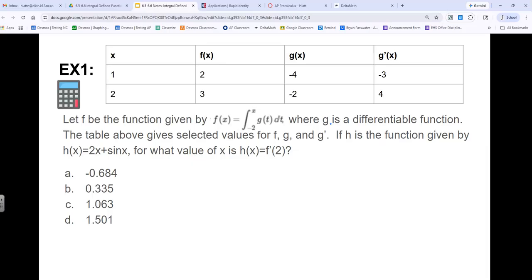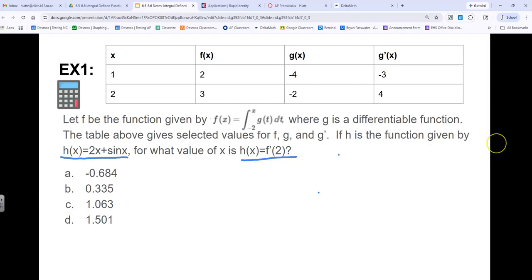Got a lot of stuff going on here. You've got f's, you've got g's, you've got h's. It's really hard to keep everything straight here. But if you look at the end, that's where it's giving you the question that you're being asked. And we're looking for where h of x equals f prime of 2. Well, I know what h of x is, right? F prime of 2 is what I'm going to have to find, and then I'm looking for where those two things are equal to each other.